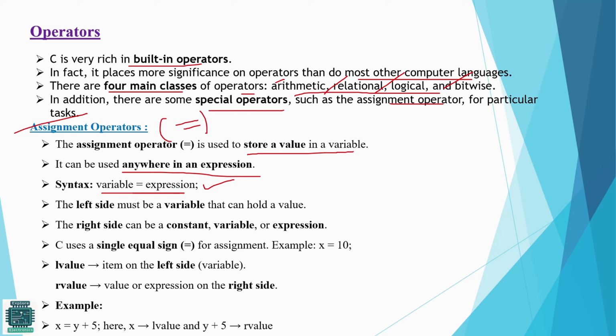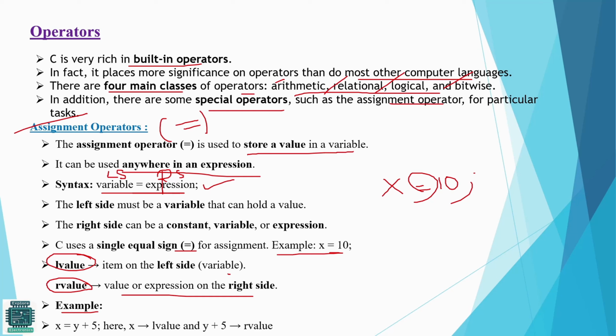Now this is the left side and this is the right side. The right side must be an expression and the left side must be a variable. The equal sign means assignment. This is an example: this is a variable name and here this is the assignment operator. The item on the left side, that is the variable, is the L value, and the value or expression on the right side is the R value. That is nothing but left value and right value.